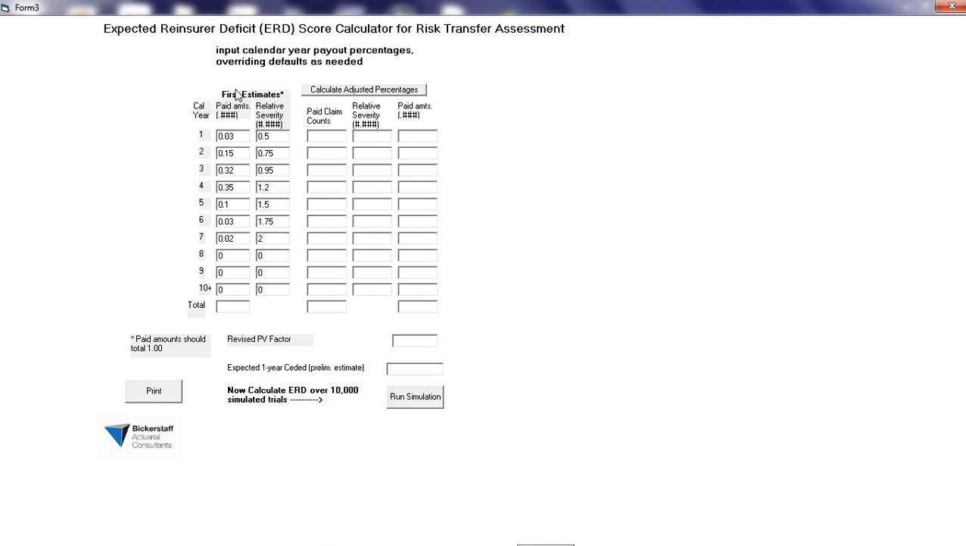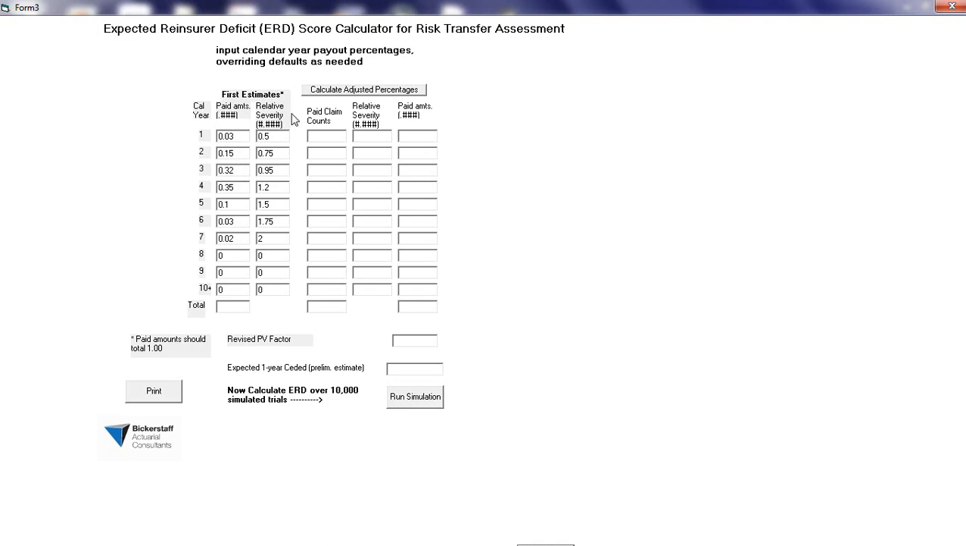What you've got to do to calculate this score is you have to discount ceded losses to present value using an interest rate. In this case, we use 2.5%. You've got to have a distribution of payout for losses expected in 1 year, either a report year or accident year, what percentage you expect to be paid in year 1, calendar year 1, calendar year 2, 3, and 4.